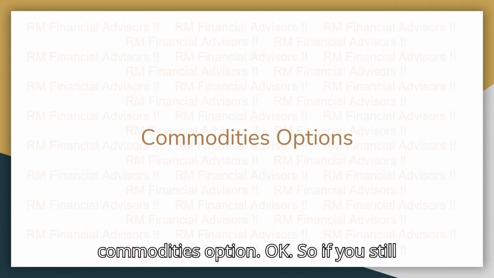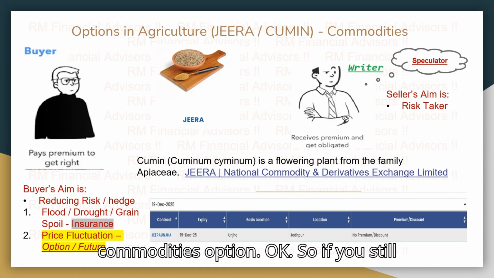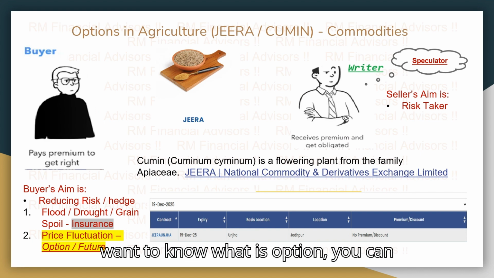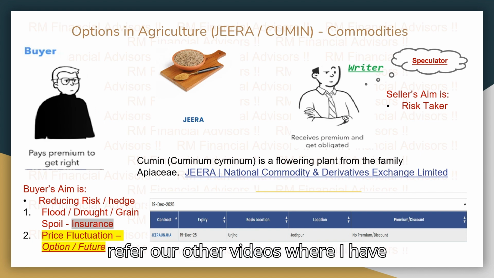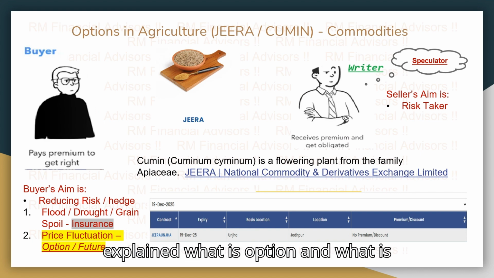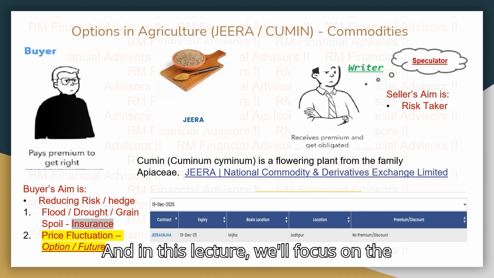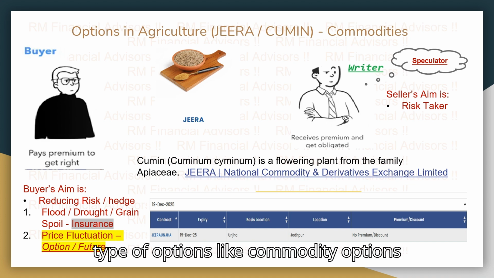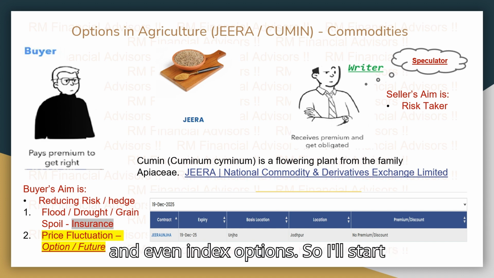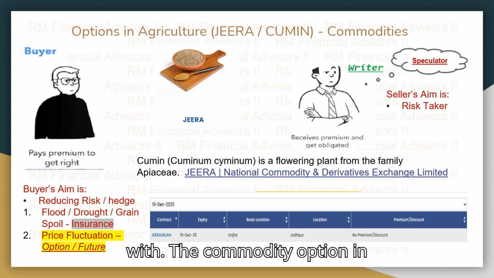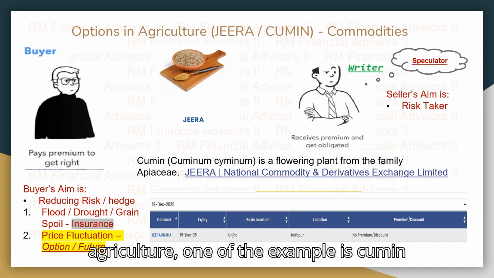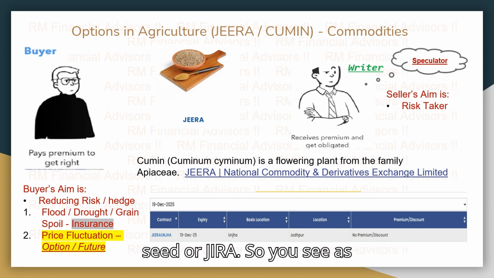First we'll discuss commodities option. If you still want to know what is option, you can refer to our other videos where I have explained what is option and what is call versus put and all the details. In this lecture we'll focus on the type of options like commodity options and even index options. I'll start with the commodity option in agriculture. One of the examples is cumin seed or jeera.